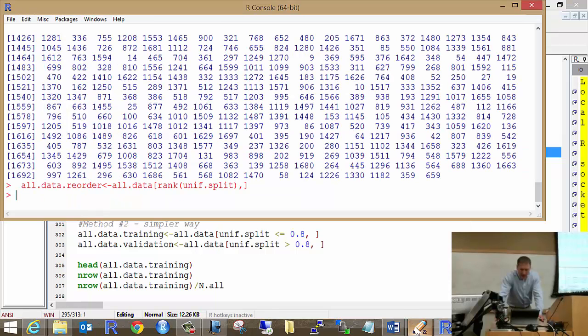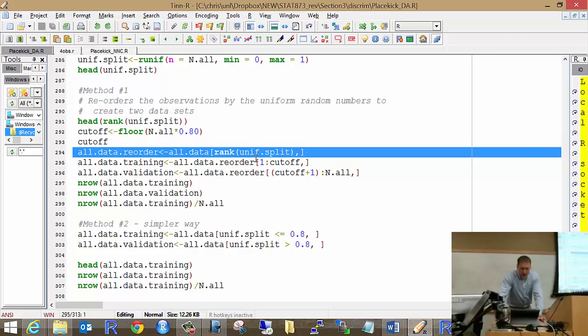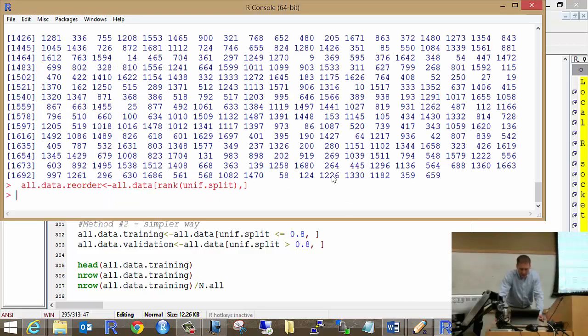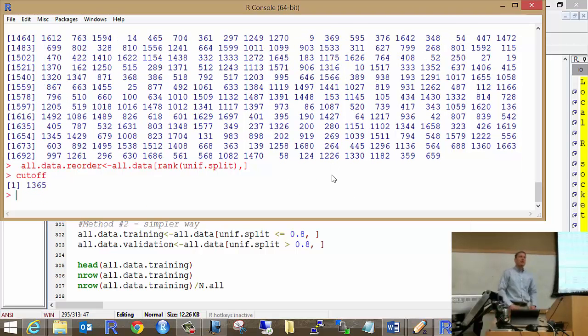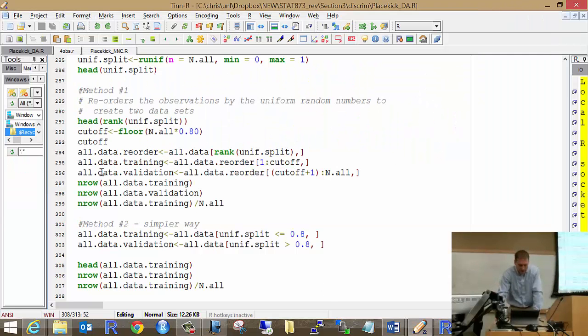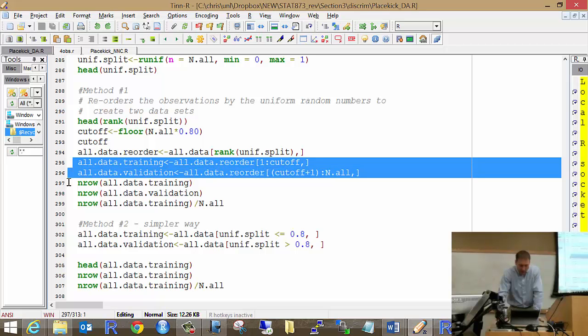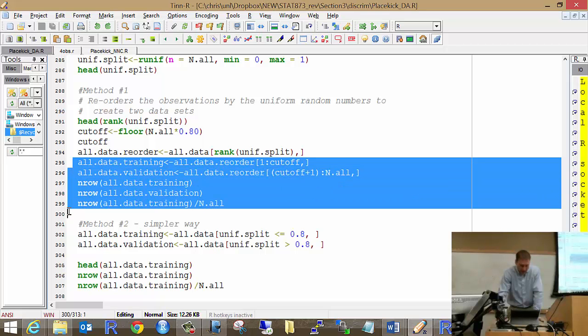And now, since everything has been randomly rearranged, how about we just pull the first 1,300 and, what is it? Oops. What is cut off? Yeah, 1,365. Let's put the first 1,365 observations in this reordered data set into the training and put the remaining observations into the validation. And that's all I do. So the first 1,365 go into training. The next ones go into validation.